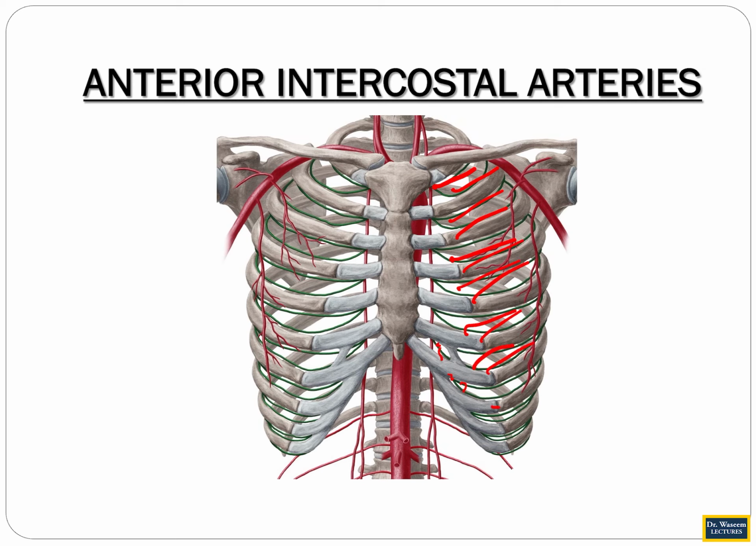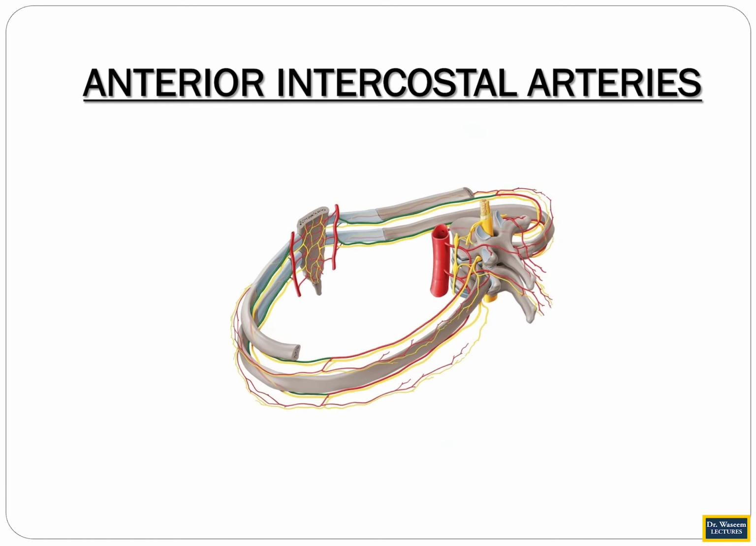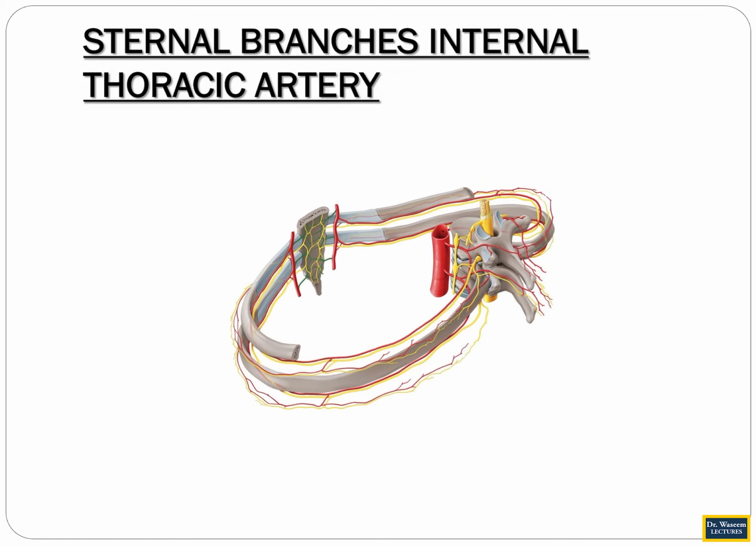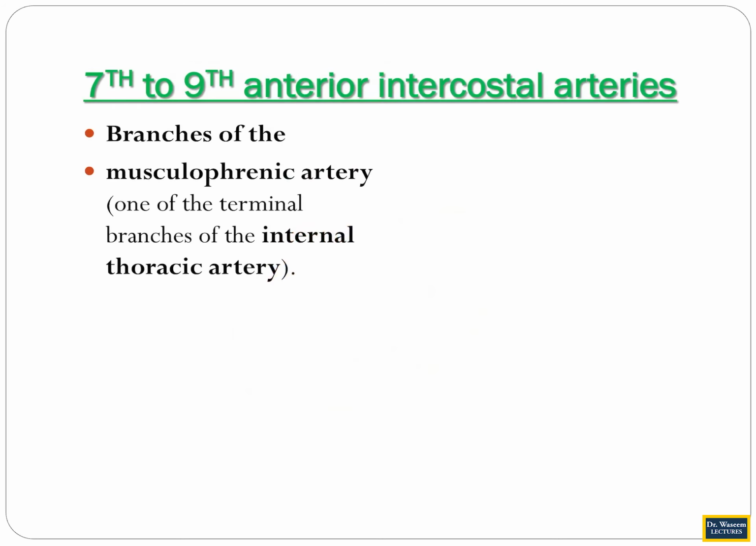But these arteries, they come from here. See this artery. This is the musculophrenic branches. And you are watching this again. Anterior intercostal coming from this, which means internal thoracic, which is also giving external branches. External branches have been shown to you here. The 7th to 9th, I already told you, are coming from the musculophrenic, one of the terminal branches of the internal thoracic.